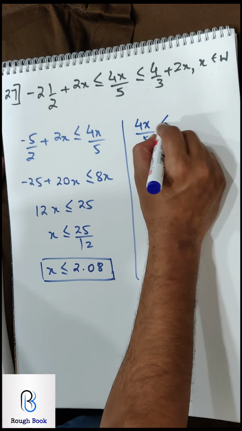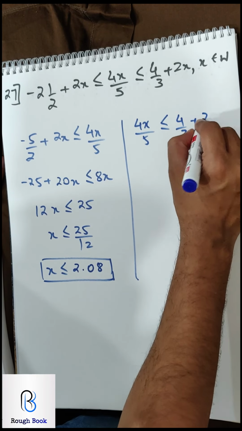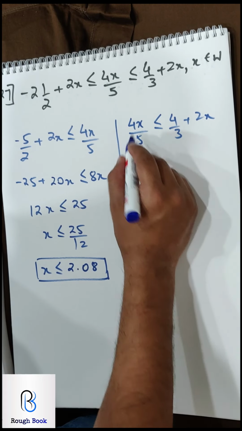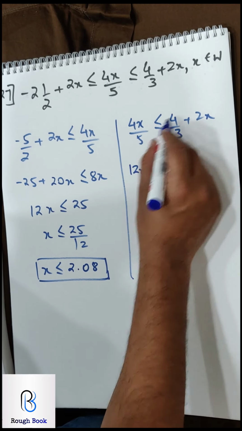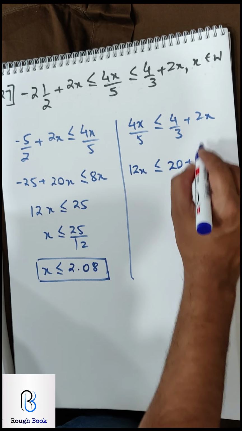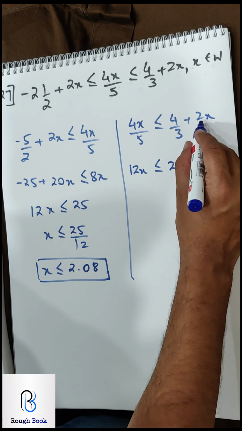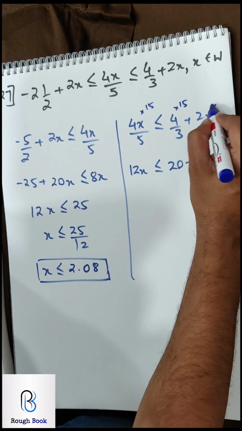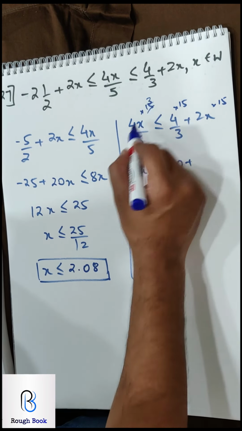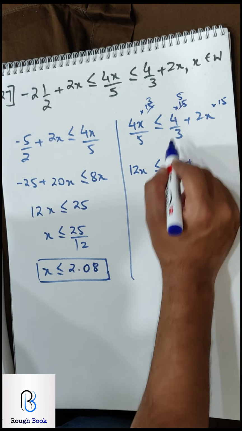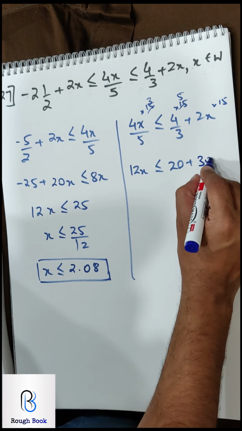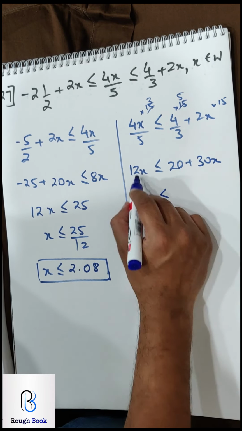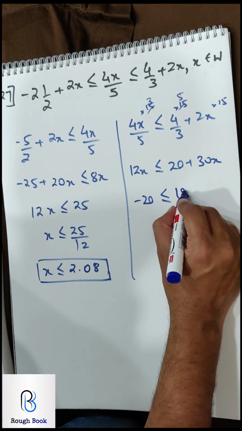4x upon 5 less than or equal to 4 by 3 plus 2x. So what will I do now? Again the LCM is 15. So this will be 12x, 5 4s are 20 and 5 2s are 10. Now this will be completely, see, 15, 15, 15. 5 1s are 5, 3s are, so 12, 3 1s are 3, 5s are, so 20, and 15 2s are 30. 20 coming on this side, negative, 12 going on that side, so I will get 18.